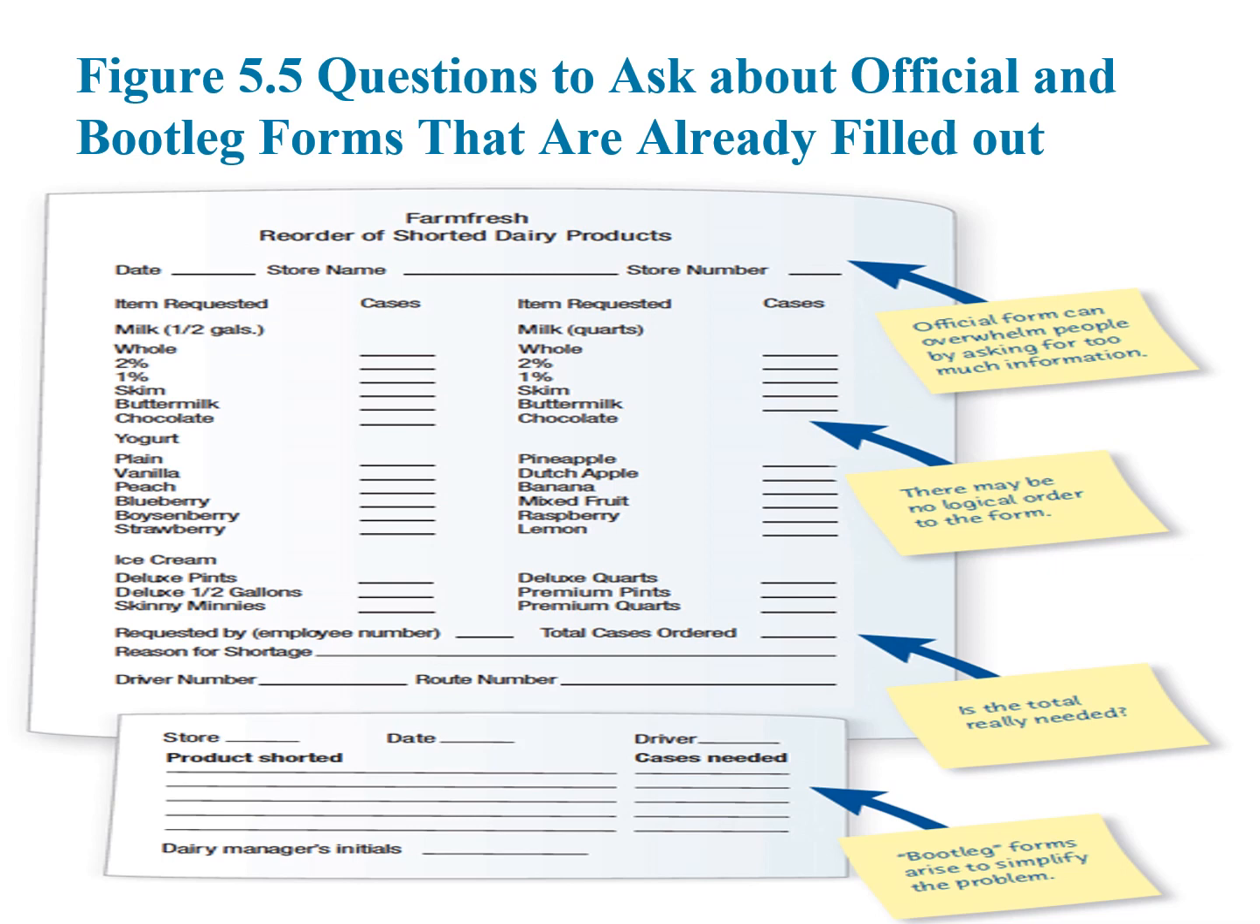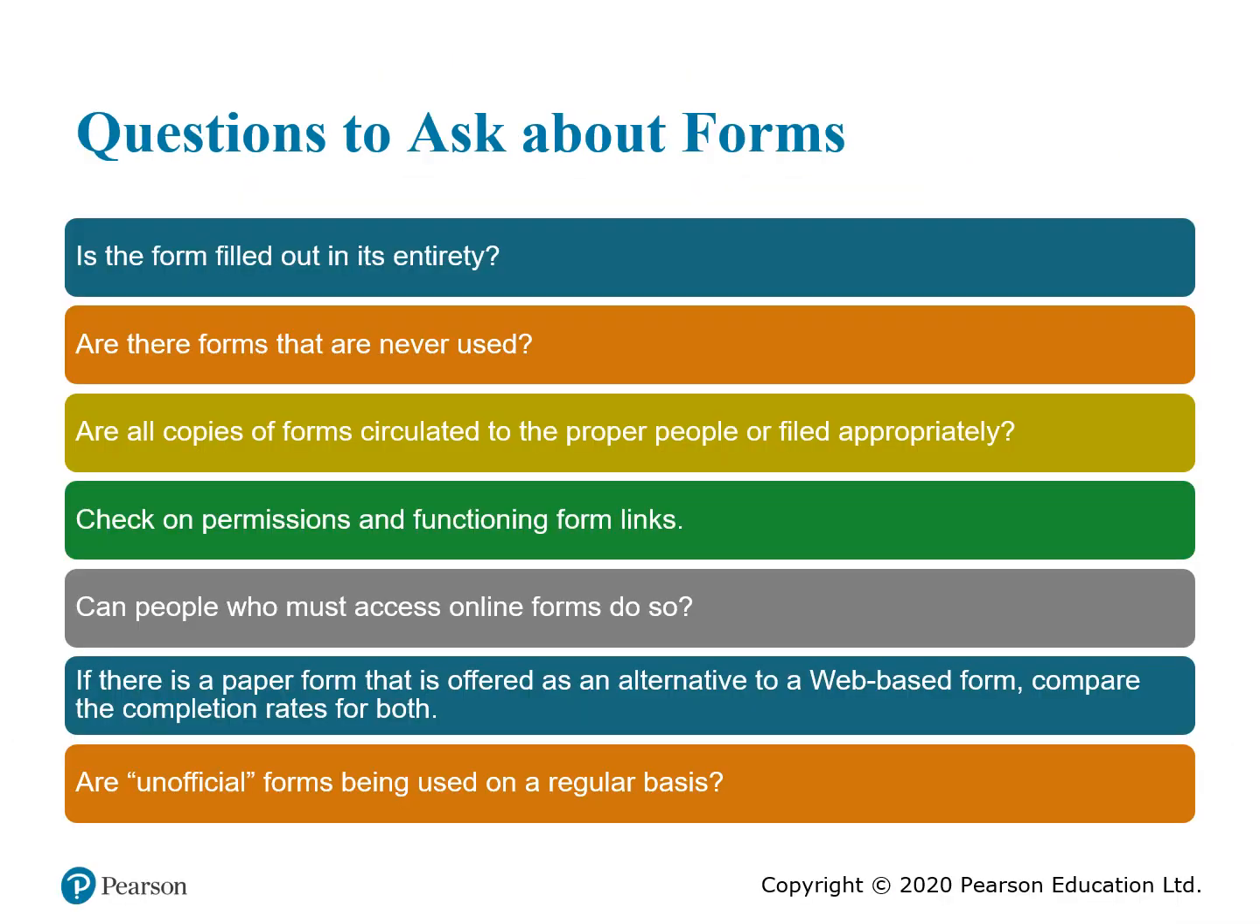Maybe the website based form is difficult to use, or there is some other restriction in terms of computer friendly users and so on. And then, are unofficial forms used on a regular basis, or is it just an incident? So this is all that we system analysts should take into consideration as questions to ask about the forms used in the organization. The questions I already explained on the figure or in the slide.